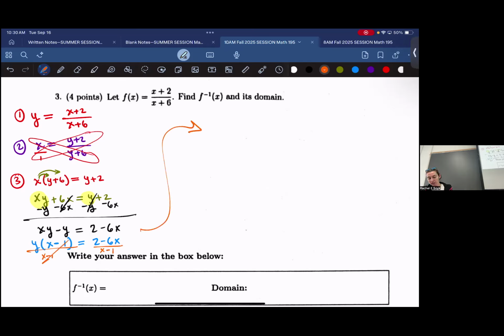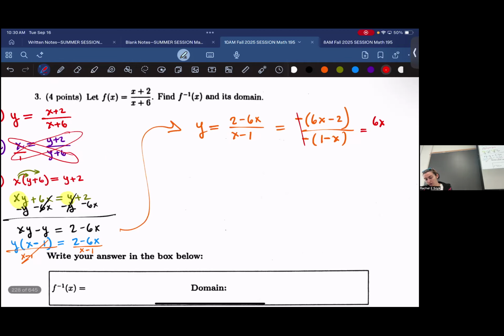And again, same as before, if you had some manipulation involving negatives, you would get full credit as well. So y is equal to 2 minus 6x over x minus 1, which is the same, if I factored out a negative, as 6x minus 2 all over, factor out a negative, 1 minus x. So 6x minus 2 over 1 minus x is also an adequate result.